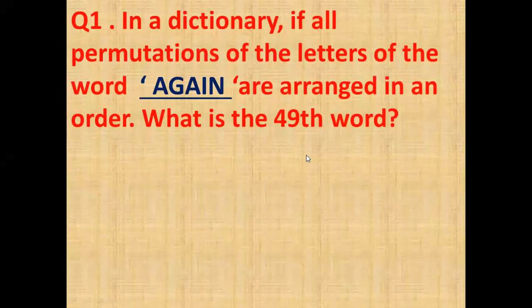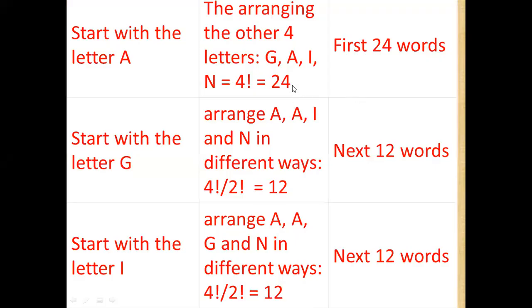In the same way, let us discuss one question that would help you to understand. If in a dictionary all the permutations of the letters of the word AGAIN are arranged in order, what is the 49th word? We are trying to arrange the words according to the dictionary, meaning A would come first, then G, then I, then N. So first of all, let us start with the letter A.